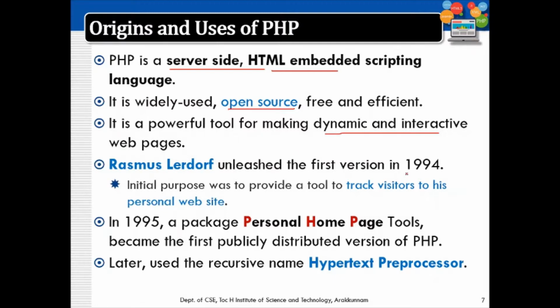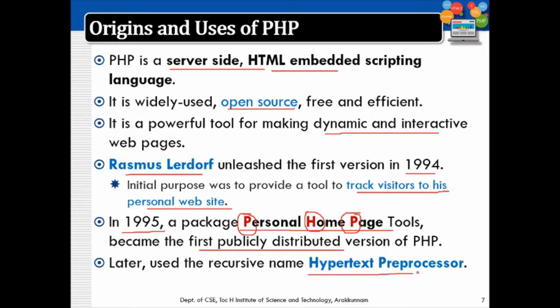The first version was released in 1994 by Rasmus Lerdorf, and it was initially created as a tool to track visitors to his personal website. In 1995, Personal Home Page Tools, which is the first abbreviation of PHP, Personal Home Page, became the first publicly distributed version of PHP, and later it was known by the name Hypertext Preprocessor.